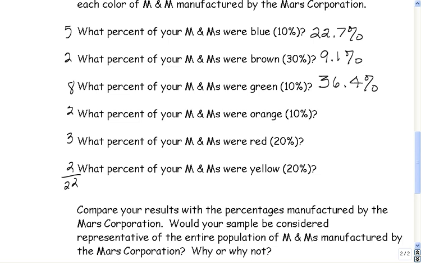Next, what percent of your M&Ms were orange? It's going to be the same answer as brown, 9.1%. Red, 3 divided by 22 is 13.6%. And yellow, 2 out of 22 is going to be the same thing we had before, 9.1%. And I'm going to add these up just to see how far off I am.